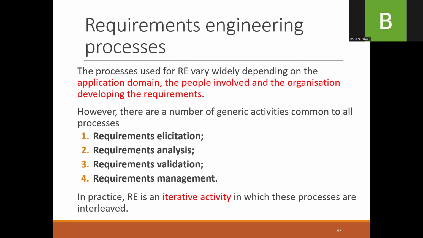The requirement engineering process should always follow these activities. The first thing is requirement elicitation. The next step is requirements analysis. The next one is requirement validation. The next step is requirement management. What is requirement elicitation? The requirement engineering process follows these steps. However, it depends on the application domain and the people involved in the organization developing the requirements.